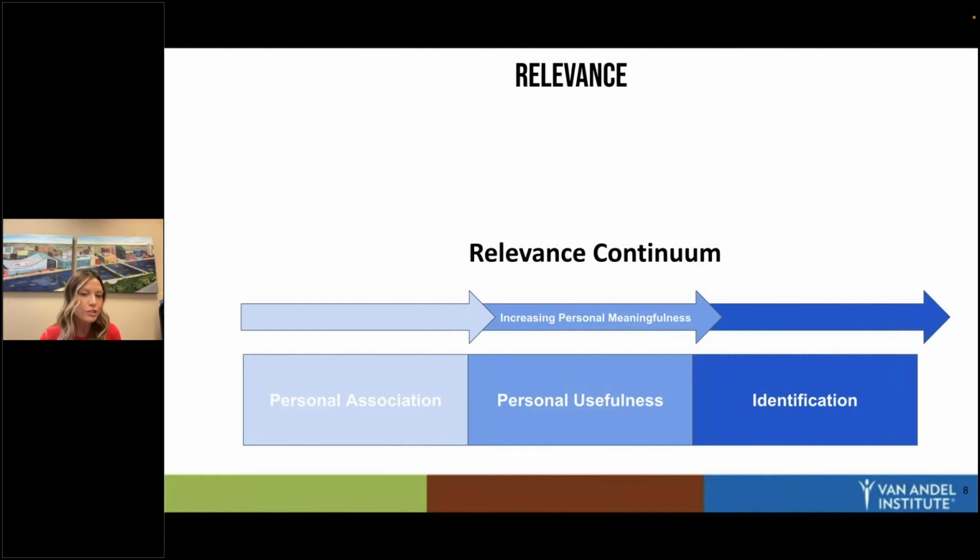So that's personal usefulness. And then on the top end, identification: students who love science and love maybe the idea of NASA and dream of going to space one day, this is a topic that's hugely relevant to them. They identify with it. It's a part of who they are. And so showing them relevancy is going to be much easier because they're already there. But the question we ask is, how do we get those on the lower end, at the personal association level?